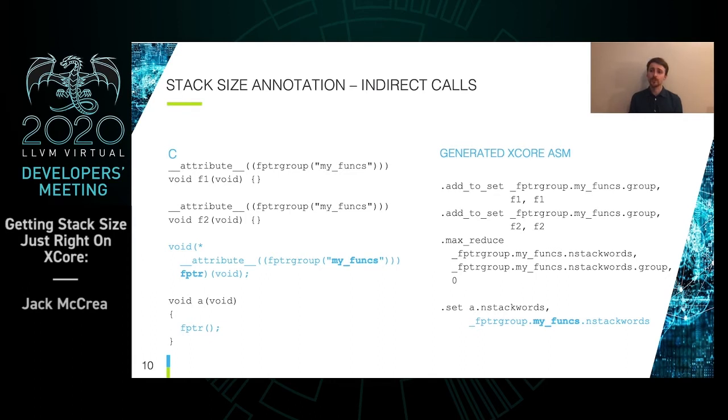The annotation is done using attributes which ultimately cause the creation of some additional symbols which are defined using a special max reduce directive. This allows us to define a symbol for each group of functions whose value is the greatest stack size requirement for any of those functions. We can then use the symbol in another function's stack words expression to add enough stack space for the worst case callee for an indirect call site. Again, our backend in cooperation with the modified clang can usually do this for us for annotated code.